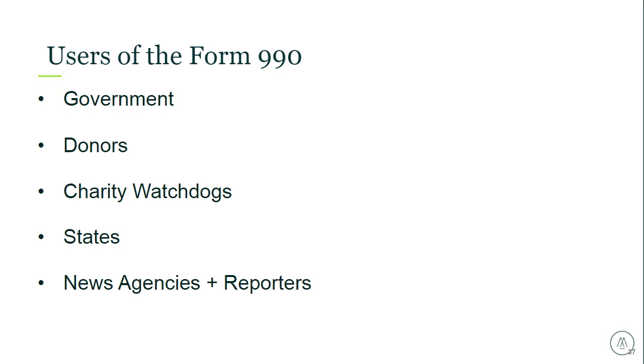And then we often see organizations where something's gone wrong, and a news agency or reporter digs into what's reported in the 990, and again, it becomes a PR nightmare if there are inconsistencies between what is reported in an annual report or on their website and what they actually end up seeing within the 990 itself.